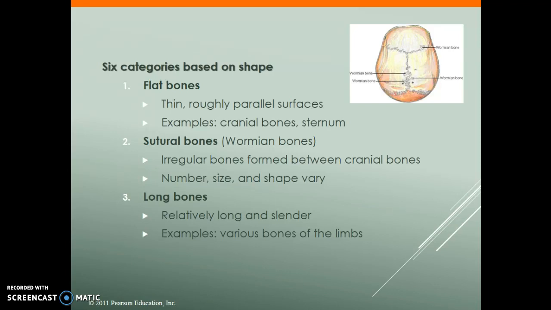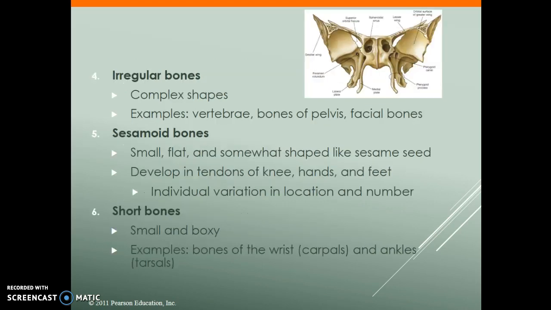Our long bones are longer than they are wide. An example would be the femur, which is the upper leg, but another example would be a phalange, which is a finger, one of the bones of the finger. Irregular bones, you can't get much more irregular than this sphenoid bone of the face, but also irregular bones are the bones of the pelvis and the vertebrae.